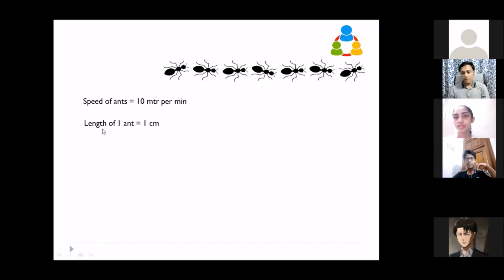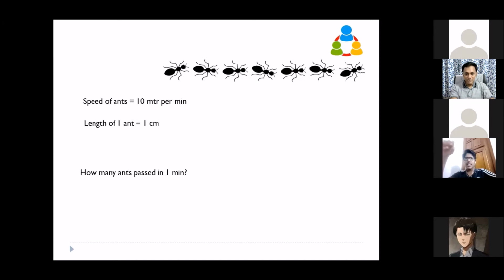Now, the length of one ant is 1 centimeter. That means one ant's length is 1 centimeter. Speed of ant is 10 meter per minute. How many ants passed in 1 minute? Tough maths.